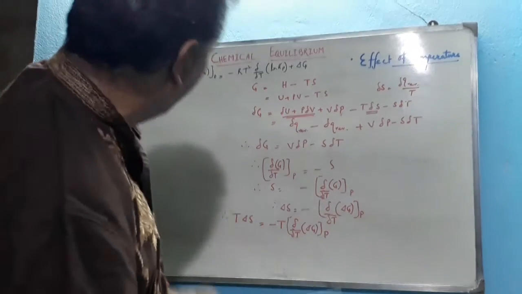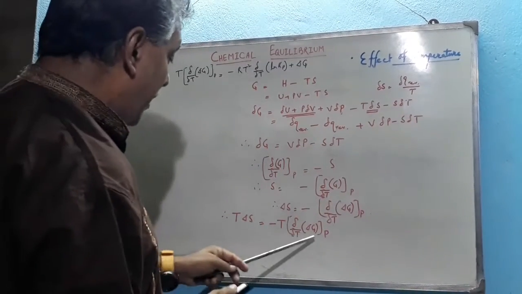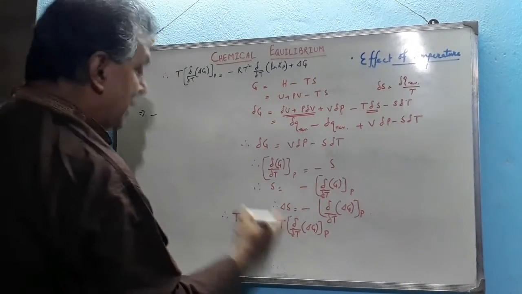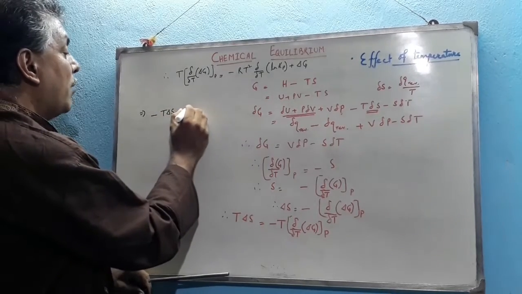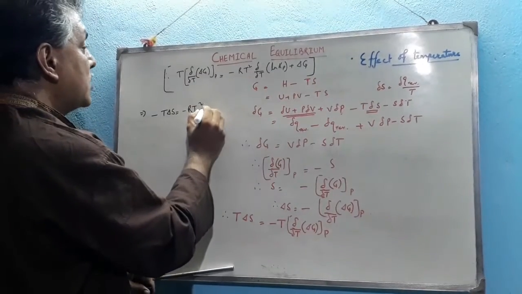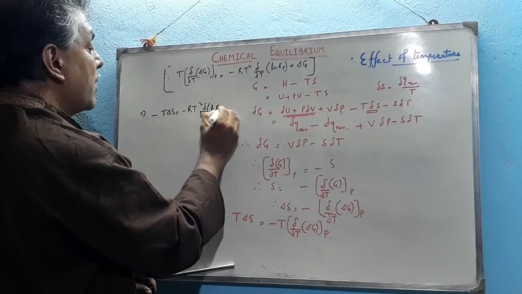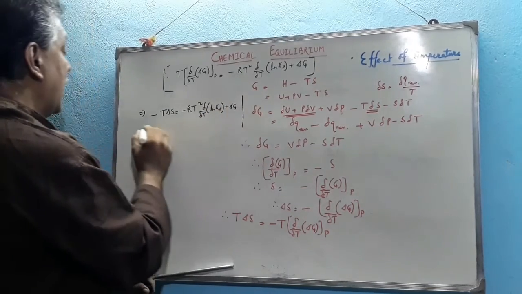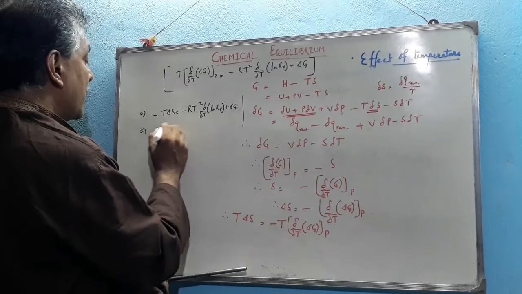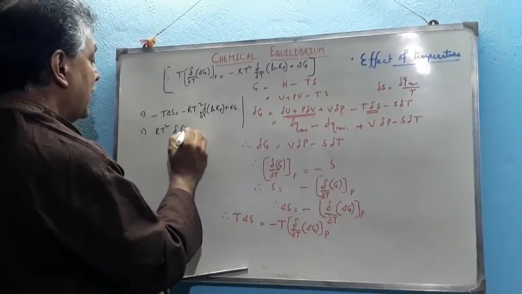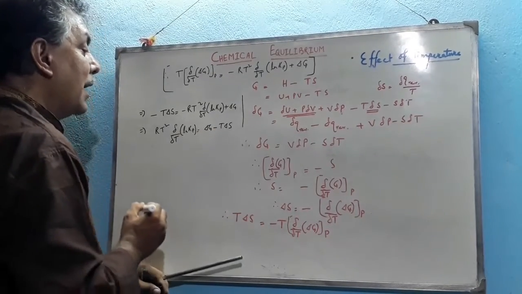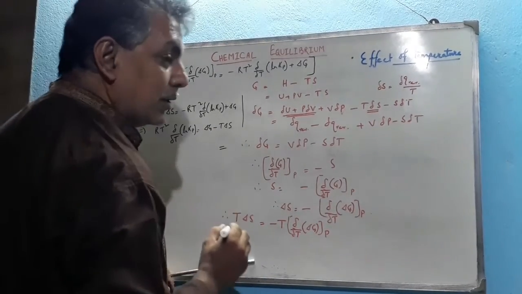Now instead of T into del T of del G at constant P, we can write minus T del S, because minus T del S equals minus RT square del T of ln Kp plus del G. Therefore del G plus T del S can be expressed as RT square del T of ln Kp, equal to del G minus T del S. So this is the expression from which we can draw conclusions.